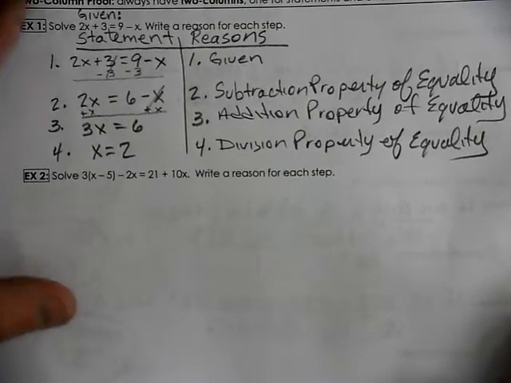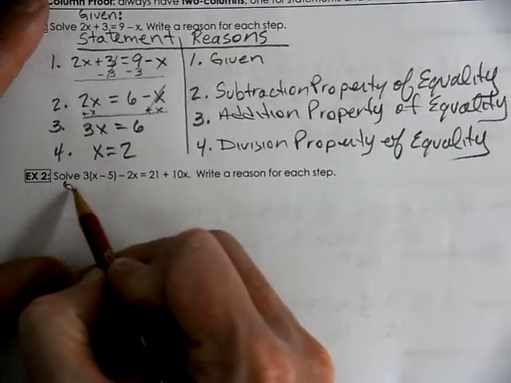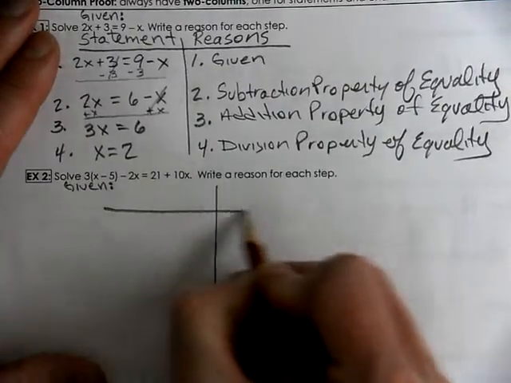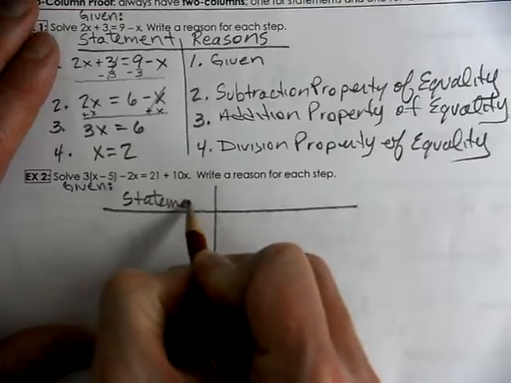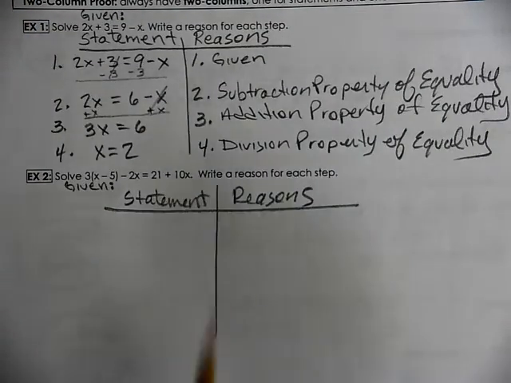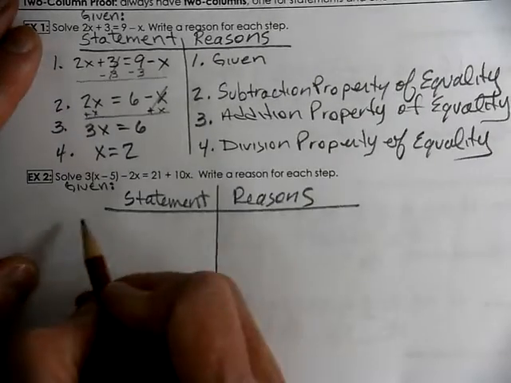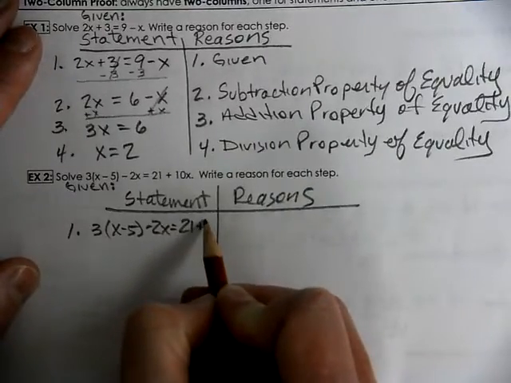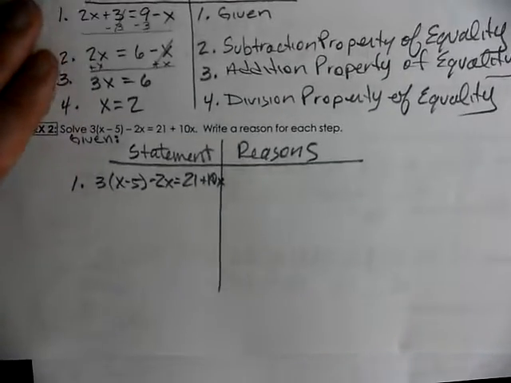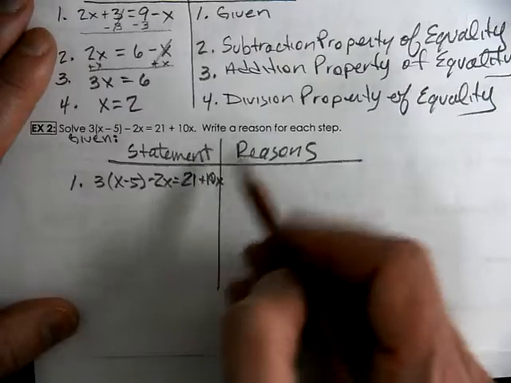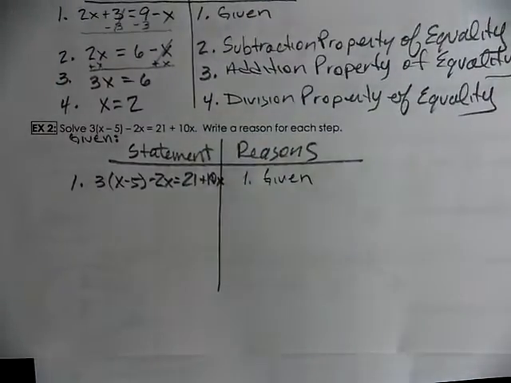Let's try another one. So here's our algebra. This is our given information, of course. So we're going to take a 2-column proof, start out with statement, the second column is reason, so take the time, write out the big table, put the words at the top, give yourself some room. 3 times x minus 5 minus 2x equals 21 plus 10x. So you get it all to fit in there. And your number one reason, your first reason, where did this come from? How do we know that? It came from the given information. Reason number one is really simple. We always can answer that one.